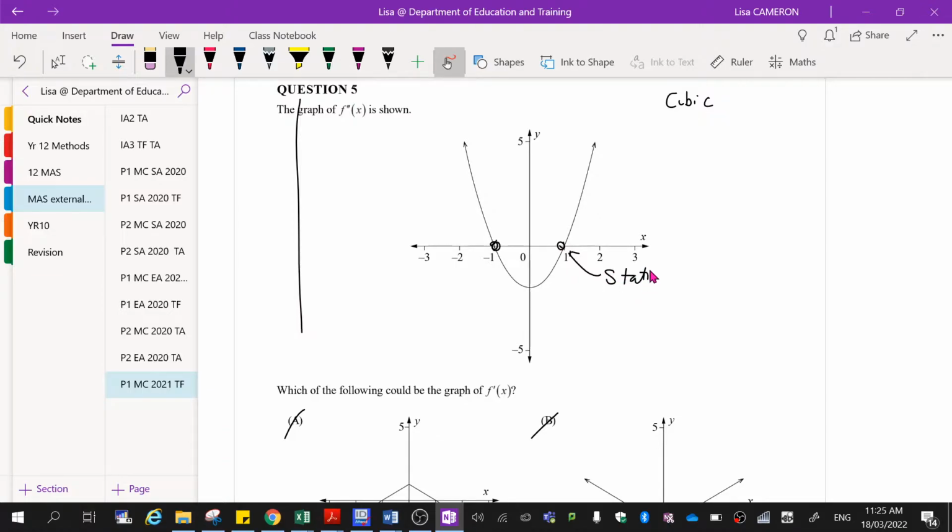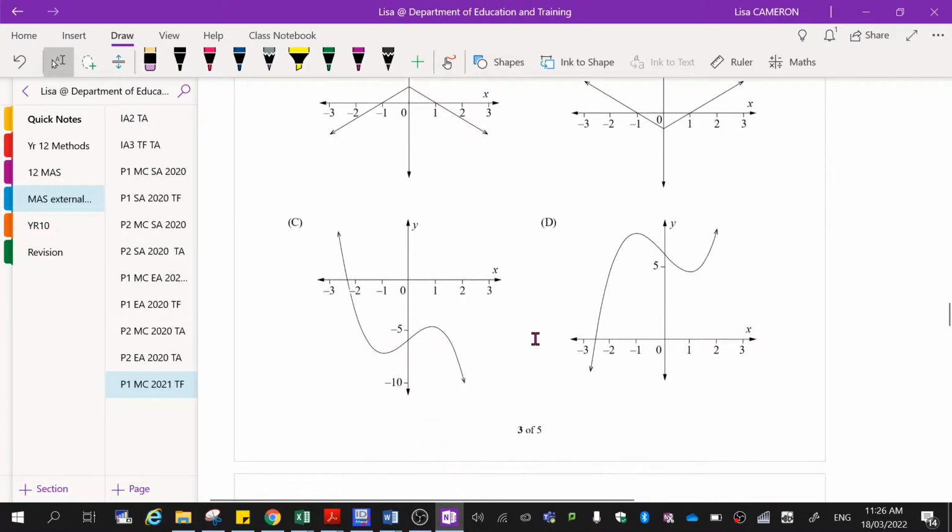Stationary, cubic, stationary points at 1 and -1. So let's go down and see if that aligns with the piece of information that we've got. So here we've got a stationary point, -1, good. Stationary point at 1, also good.